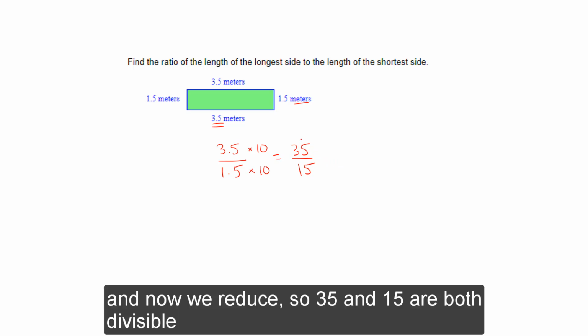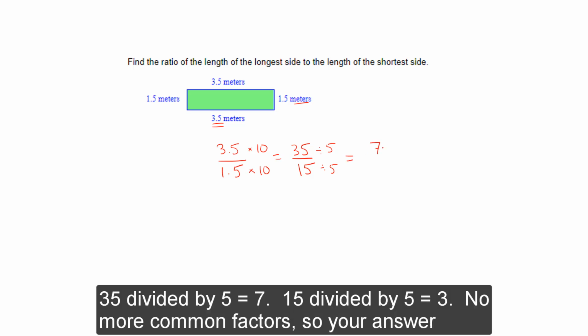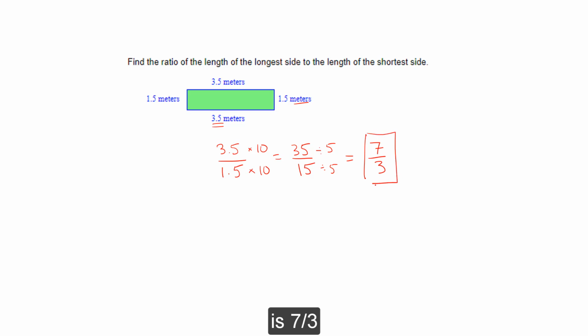And now we go ahead and reduce. Well, 35 and 15 are both divisible by 5. 35 divided by 5 is 7. 15 divided by 5 is 3. No more common factors, so your answer will be 7 over 3.